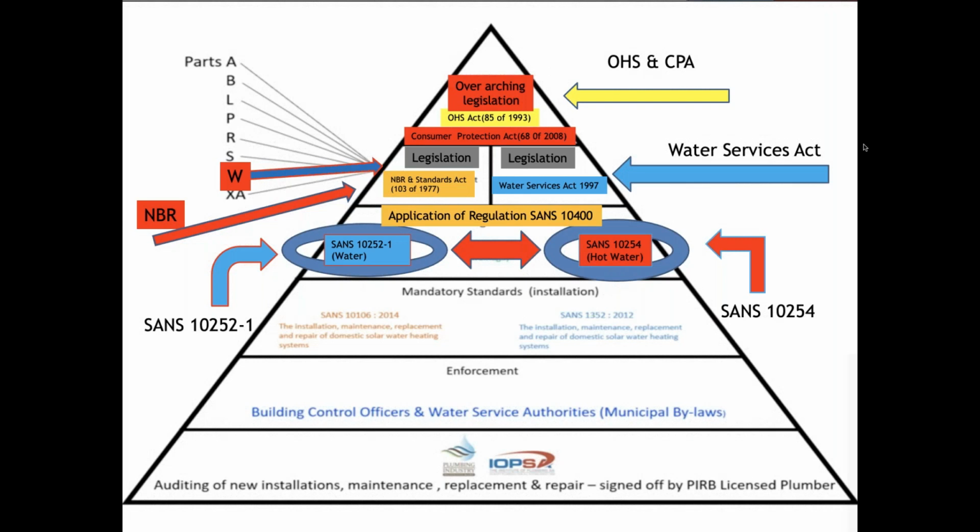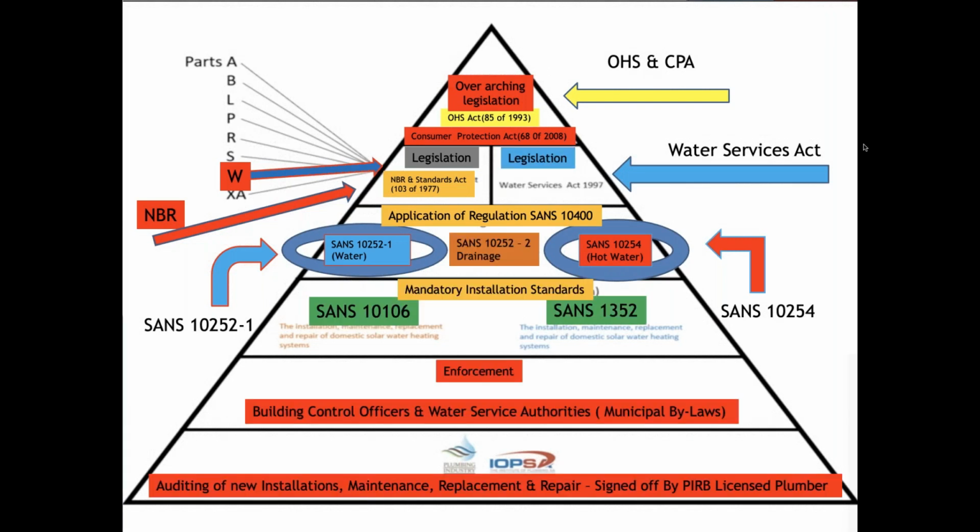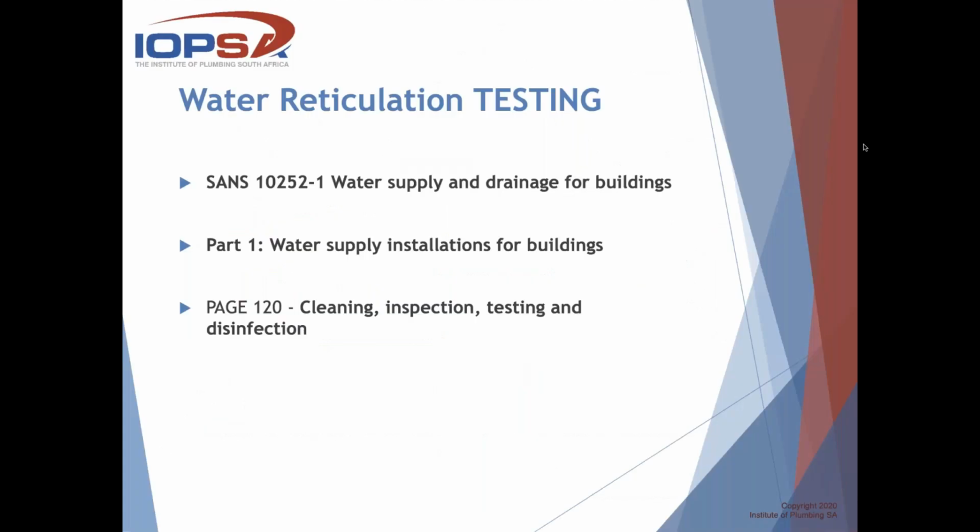So if we go into SANS 10252 Part 1, you'll find it at page 120, a very short piece on cleaning, inspection, testing, and disinfection. So it's not just testing, it's cleaning and inspection as well, and it's got disinfection as well. And that's all part of your testing. So what does it say about cleaning? This is the sequence as it goes in the standard, and this is also the sequence that you will be doing it.